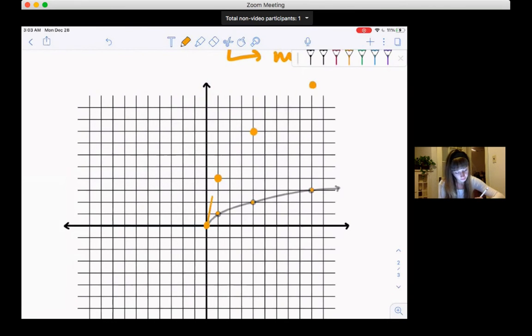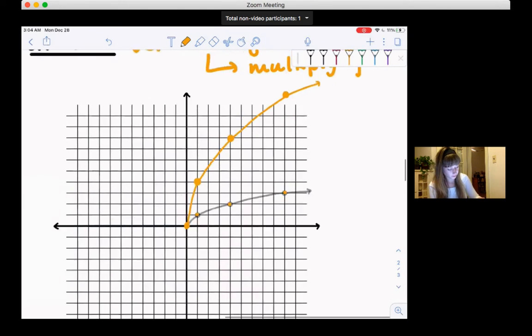Okay, so now if we connect these, we see that we have the same basic shape as the original function, but it's like we took it and pulled it up, right? We stretched it vertically, made it taller. Okay, so that's how you do a vertical stretch.